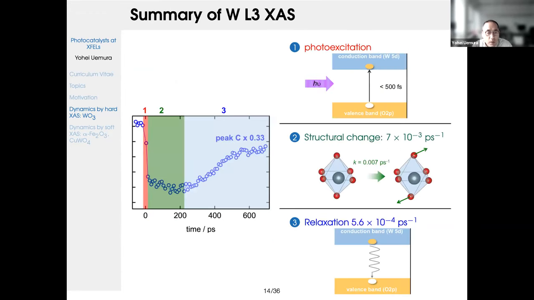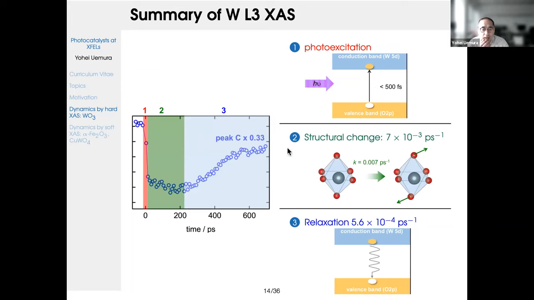Then this is one summary. This is a summary of the result of L3 edge. So at first, the photo excited state is created, and we found this is the initial photo excitation. That happens below 500 femtoseconds. That means 500 femtoseconds is our time resolution at that moment.